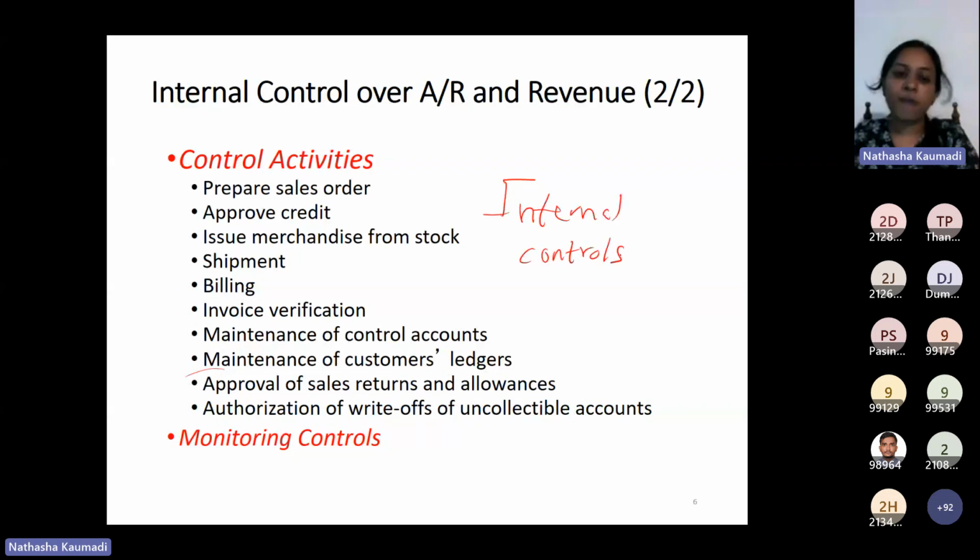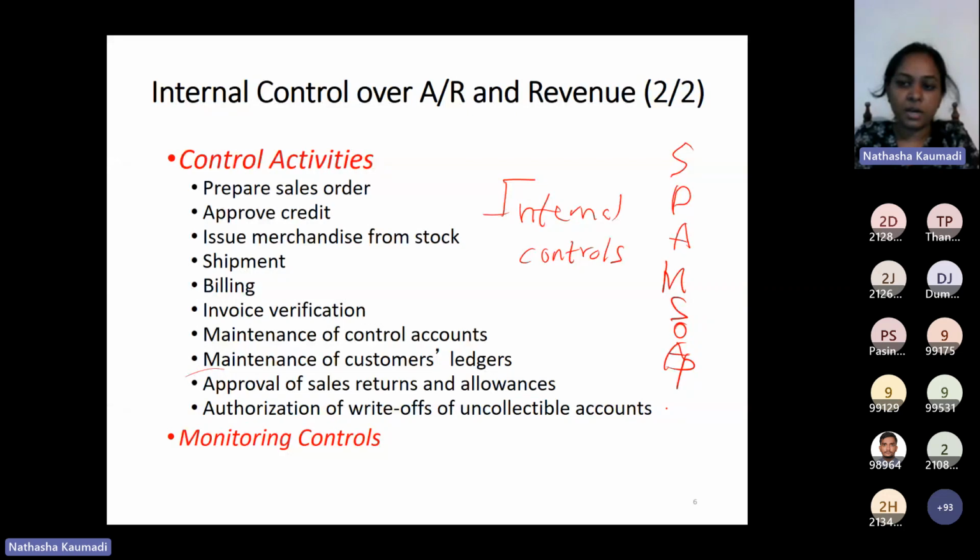So control environment, you need to establish all these control activities and internal controls in the organization over accounts receivables and revenue. So as the auditor, you need to understand whether these control activities are there. Now, when I talk about internal control, can you remember the easiest way to remember these internal controls? A shortcut? Can you remember SPAM SOAP? So using these letters, you can easily remember the internal controls.